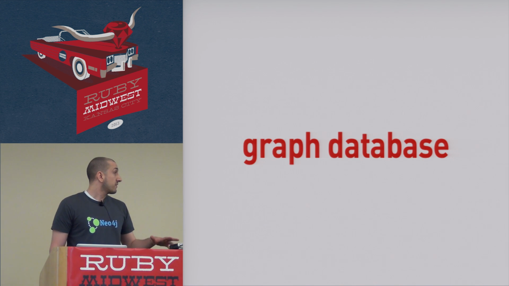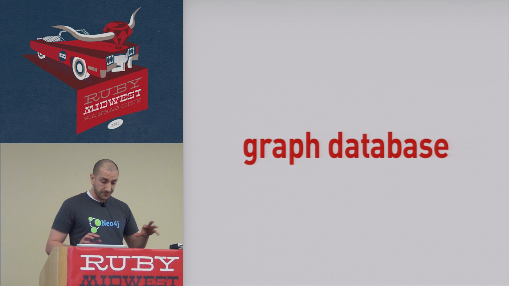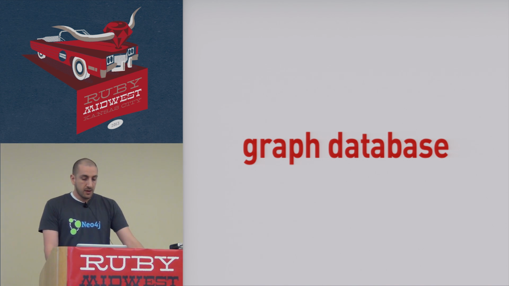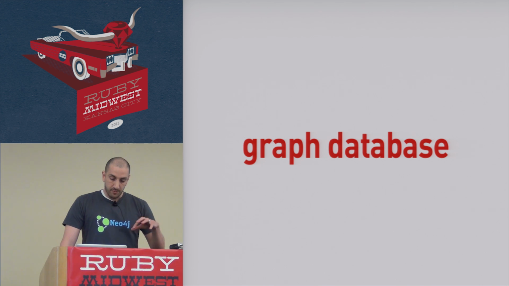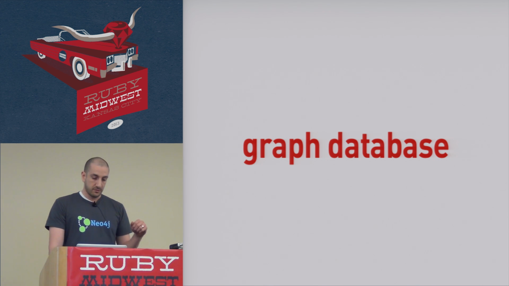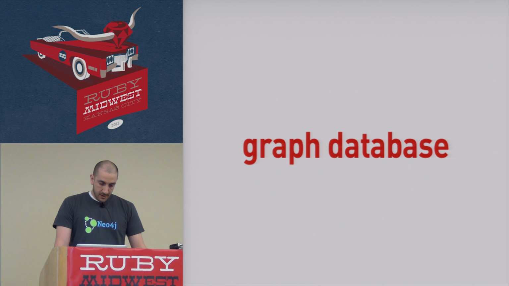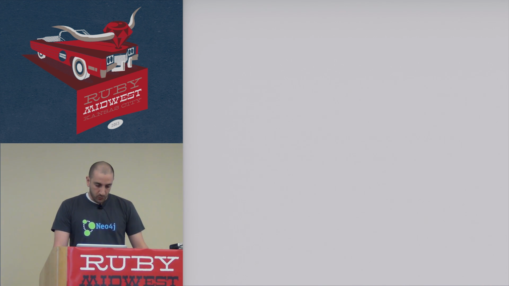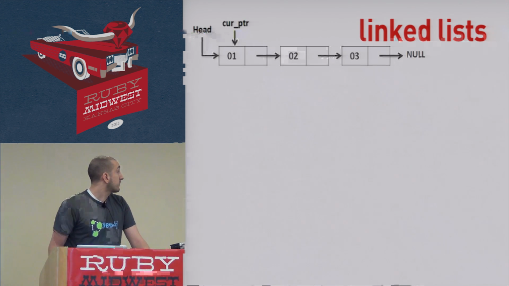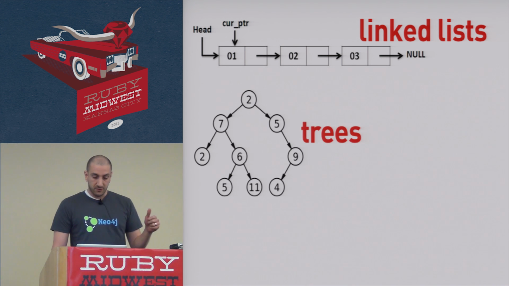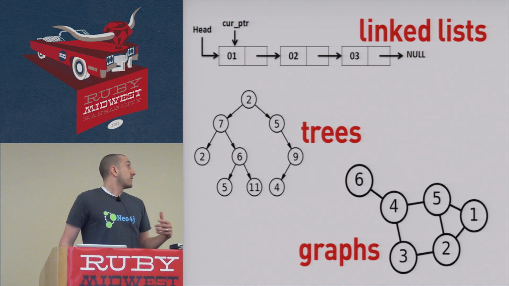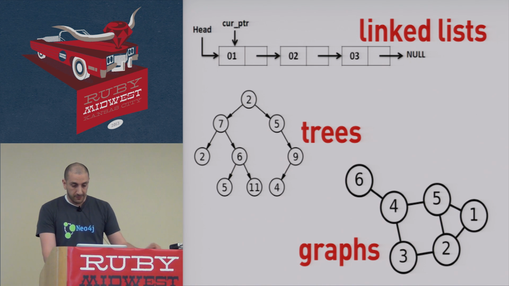So a graph database is somewhere at a more general purpose. It could be as general purpose as just a key value store, or it can be a document or columnar database. So in a sense, it's kind of like a superset of all these things. And when I say graph database, it's the way that the data structure is stored. So we have linked lists, trees, and then of course the more general purpose one is a graph database.